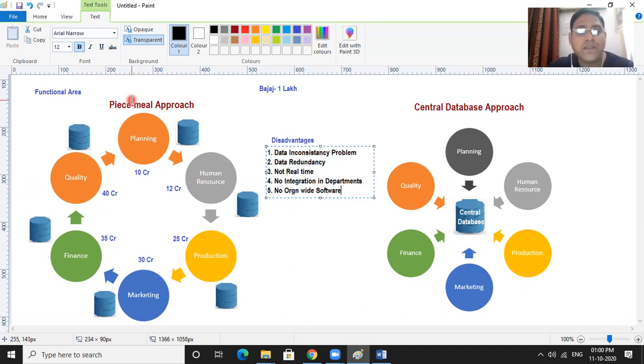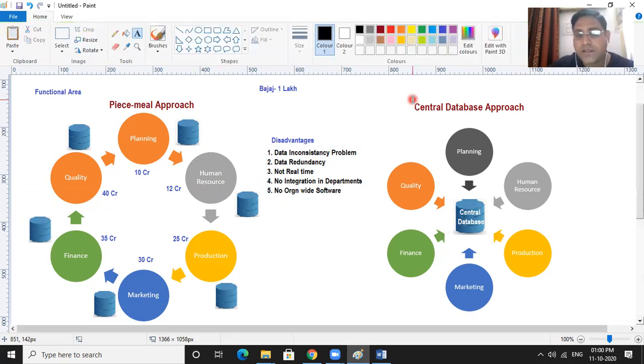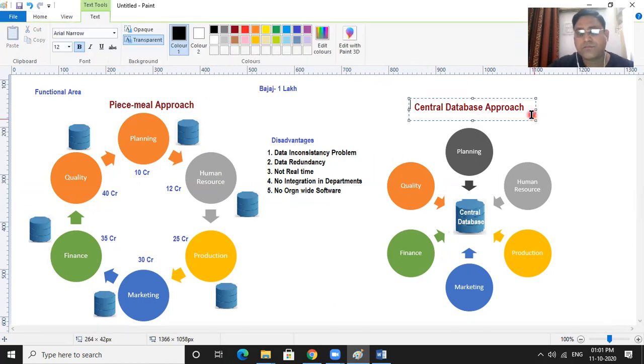Now, how to overcome this piecemeal approach? To overcome it, we introduced the central database approach. Now, what is this central database approach? Central database approach means in an organization, there will be a central database, a big repository, one central database.